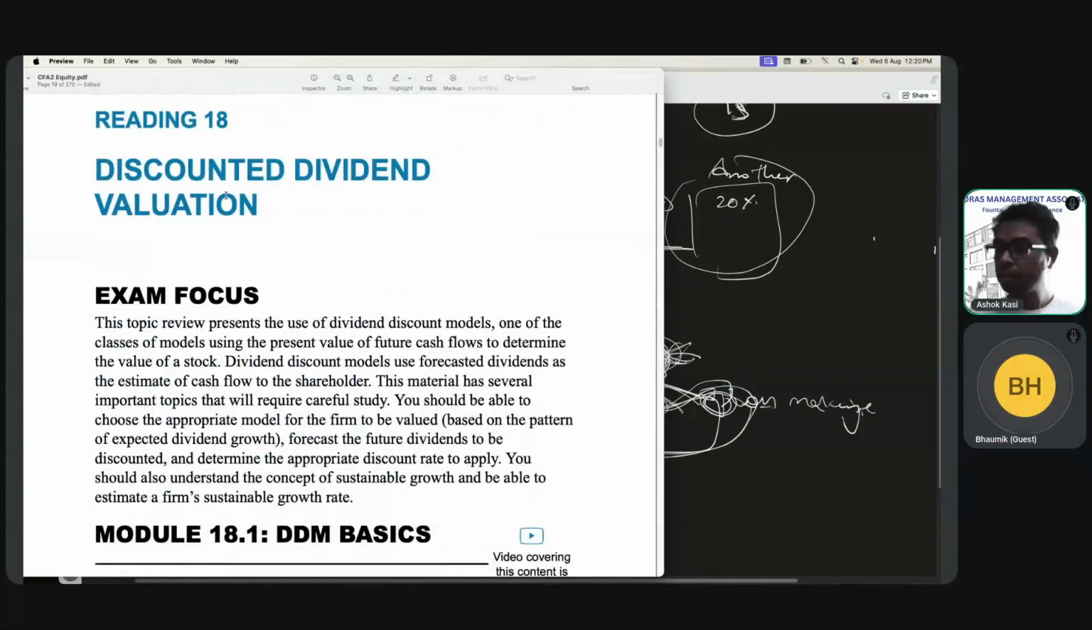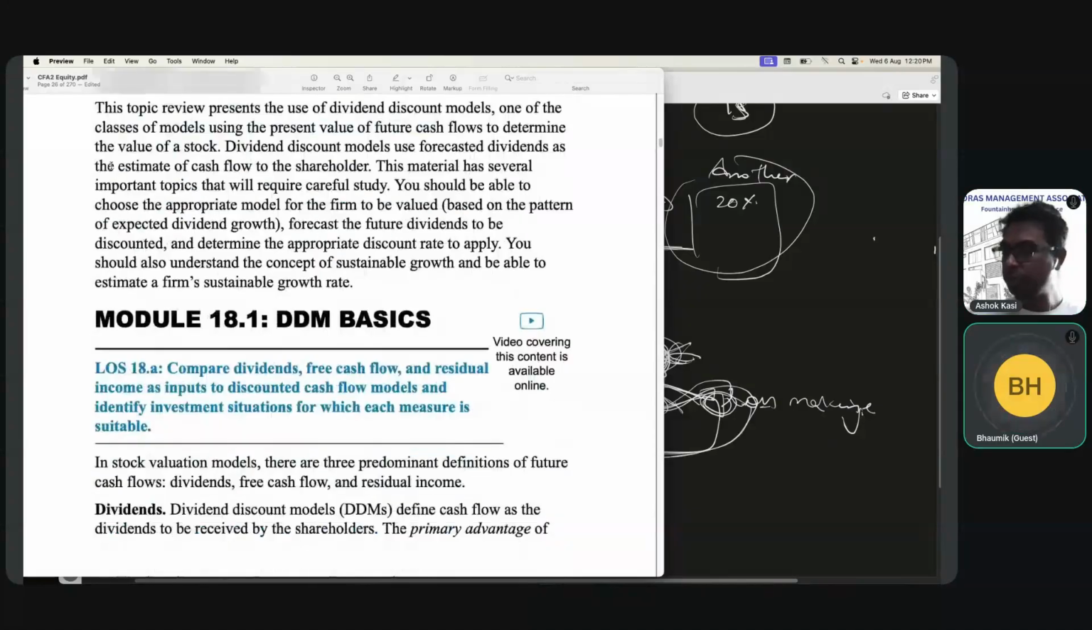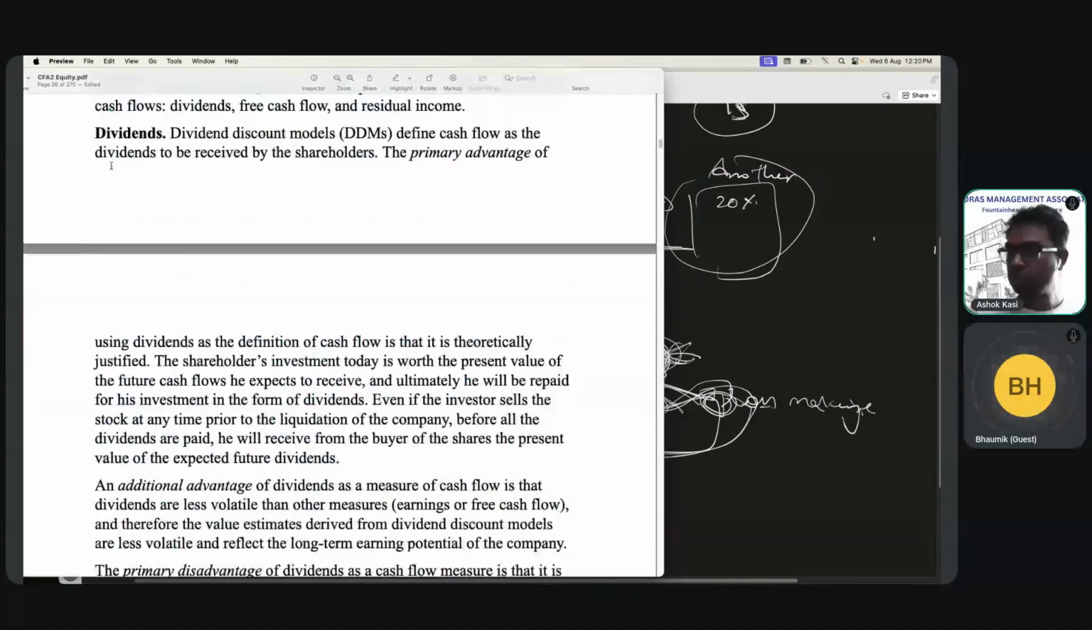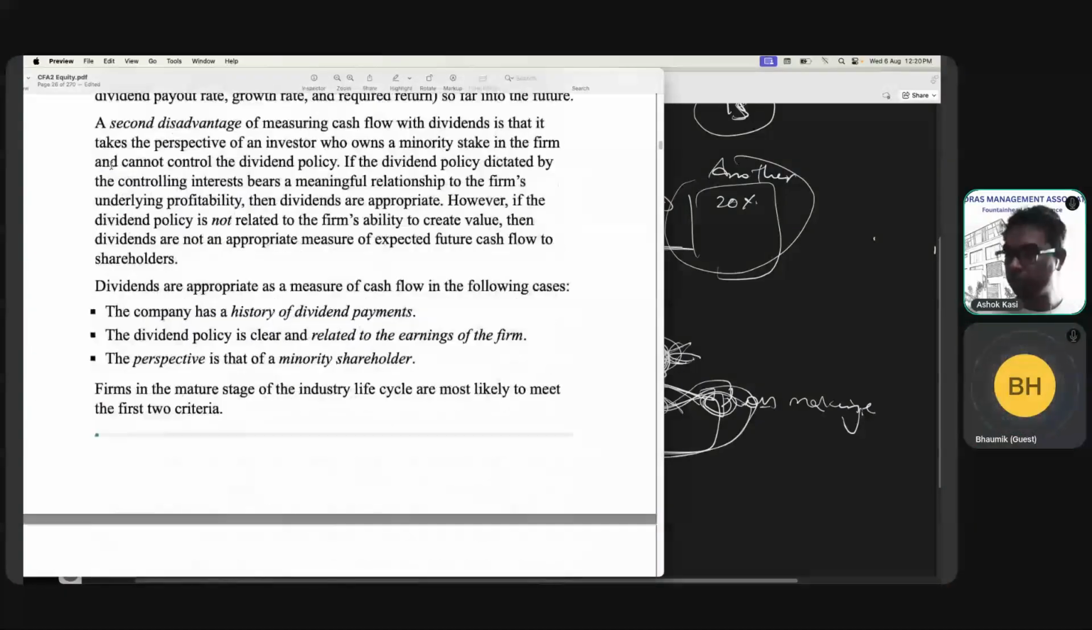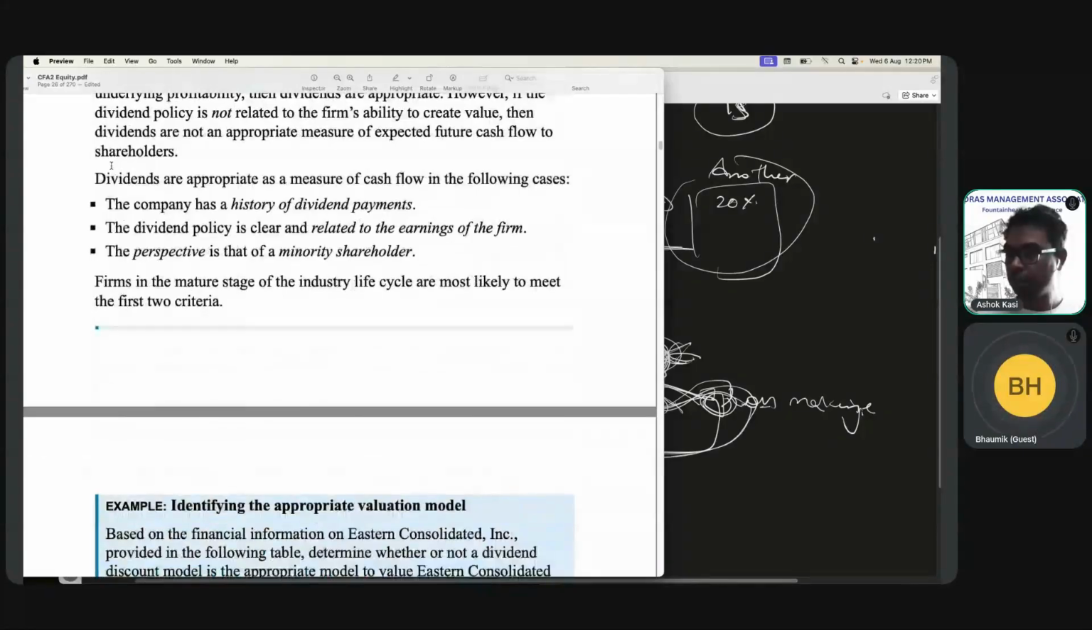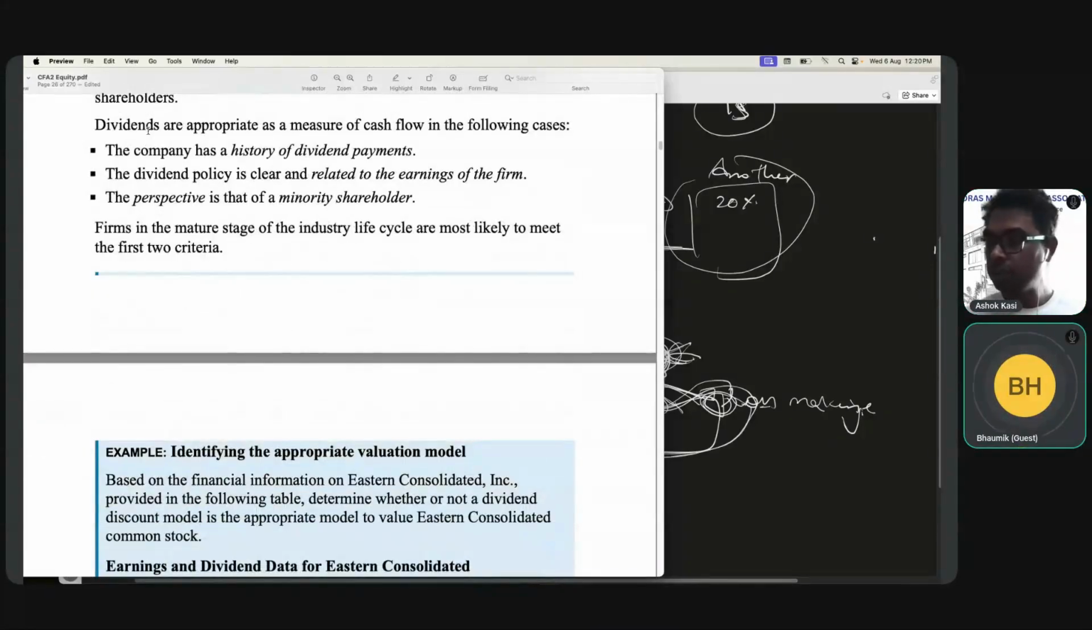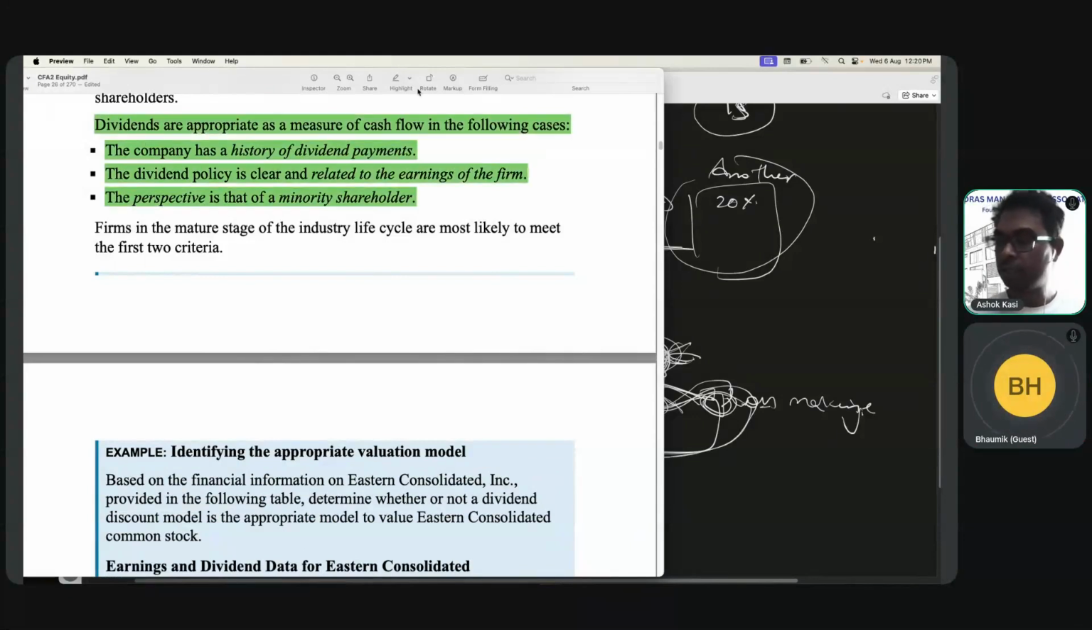Now dividend discount, discounted dividend valuation, the dividend discount model. Now this is just a replica of what we did in Level 1. Dividends are appropriate as a measure of cash flows in the following cases: the company has a history of dividend payments, the dividend policy is clear and related to the earnings of the firm, and the perspective is that of a minority shareholder.